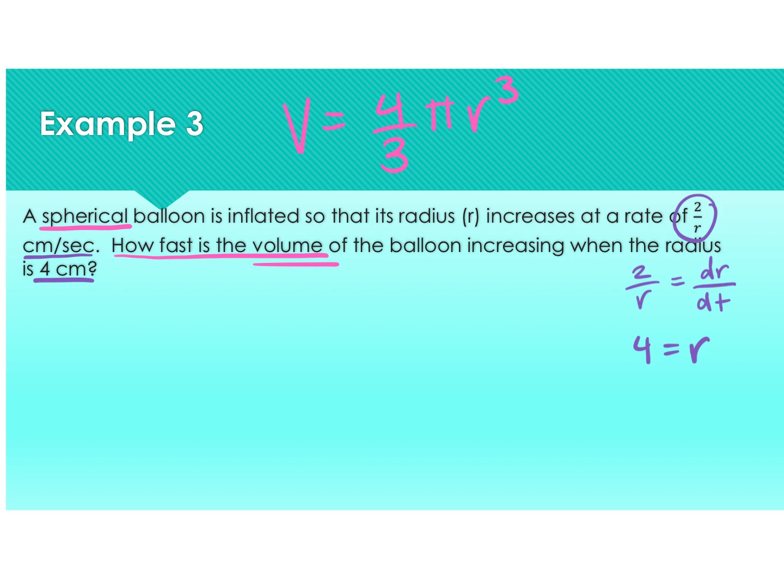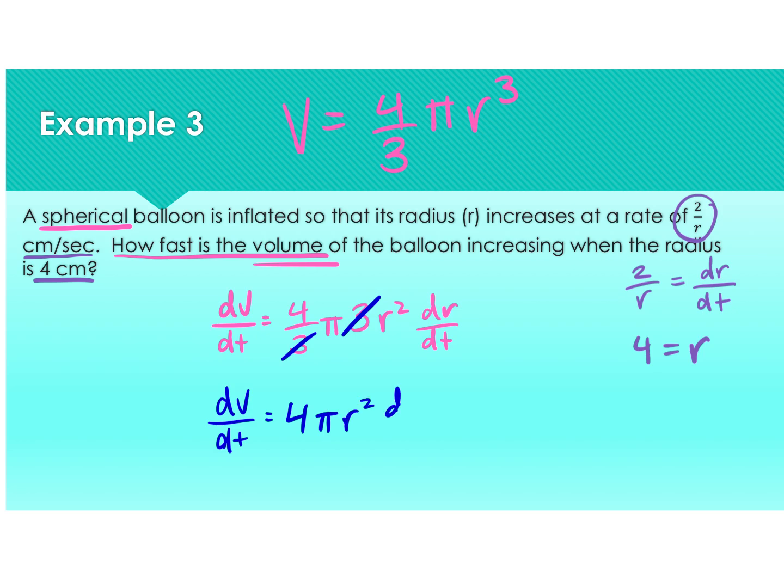Let's take our derivative. So dV over dt is equal to 4/3 pi, which would be our constant, so we can just put that out front. What's the derivative of r cubed? 3r squared dr over dt. We can simplify this a bit since we're multiplying by 3 and dividing by 3. We can cross those out. So dV over dt is equal to 4 pi r squared dr over dt.